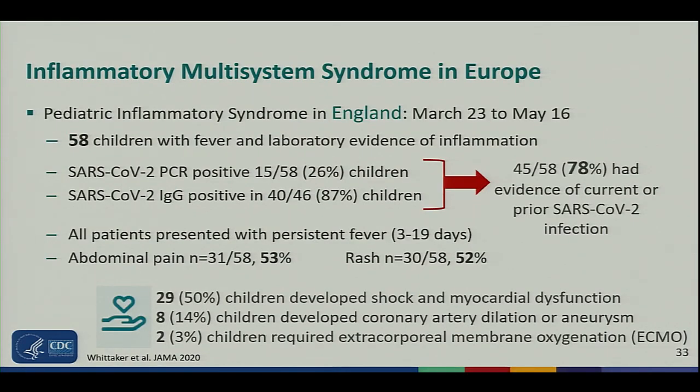A report from England described 58 children with fever and lab evidence of inflammation. 26% of those children had a positive SARS-CoV-2 PCR, and 87% of those tested were positive for SARS-CoV-2 IgG. Overall, 78% had evidence of current or prior SARS-CoV-2 infection. All patients presented with fever, over half had abdominal pain and rash. In addition, half of the children developed shock or myocardial dysfunction, 14% developed coronary artery dilation or aneurysm, and 2 children required ECMO.